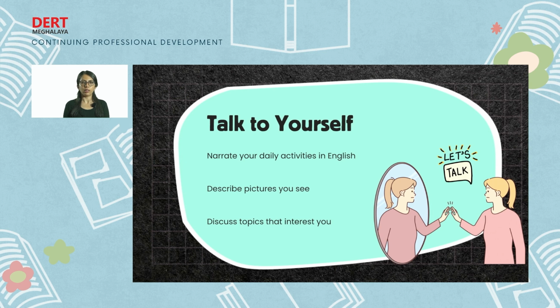Describing pictures. We can ask students to look at images and explain what's happening in the picture. This not only strengthens vocabulary and sentence structure, but also trains them to think in English and express observations clearly. Discuss interesting topics. This can be anything from their favorite hobbies to current events. The goal is to practice thinking in English and using language spontaneously.